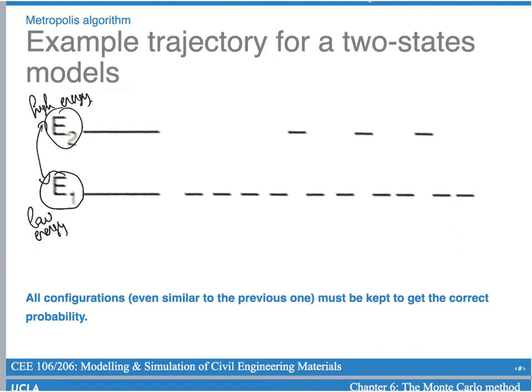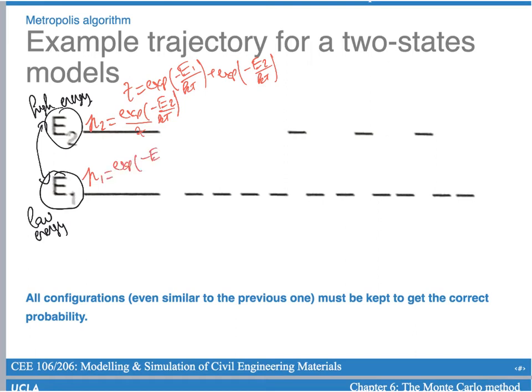We can calculate the partition function. The partition function in this case is going to be the sum of exponential of minus E1 divided by kT plus exponential of minus E2 divided by kT. There are only two states, so it's easy to calculate the partition function. And then it's easy to calculate the probability of state 2: exponential of minus the energy of state 2 divided by kT, divided by the partition function. And the probability of state 1 is exponential of minus E1 divided by kT, divided by the partition function.